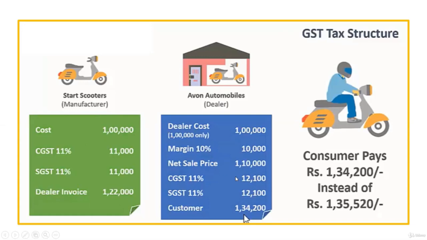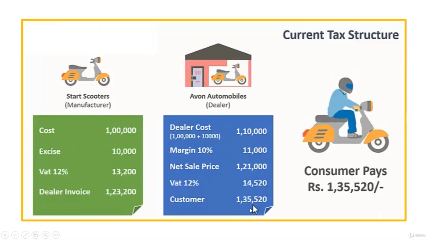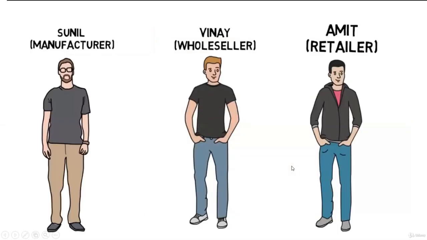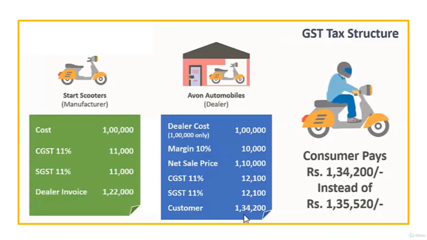On that, they are paying the tax, CGST and SGST, and for this amount, they can take the input tax credit from the manufacturer's invoice, and the customer has to pay 1,34,200. In the above structure, the customer had to pay 1,35,520. So from this, the customer is saving around 1% of his total amount. In this way, the customer is happy, the dealer is happy, and the manufacturer is also happy.